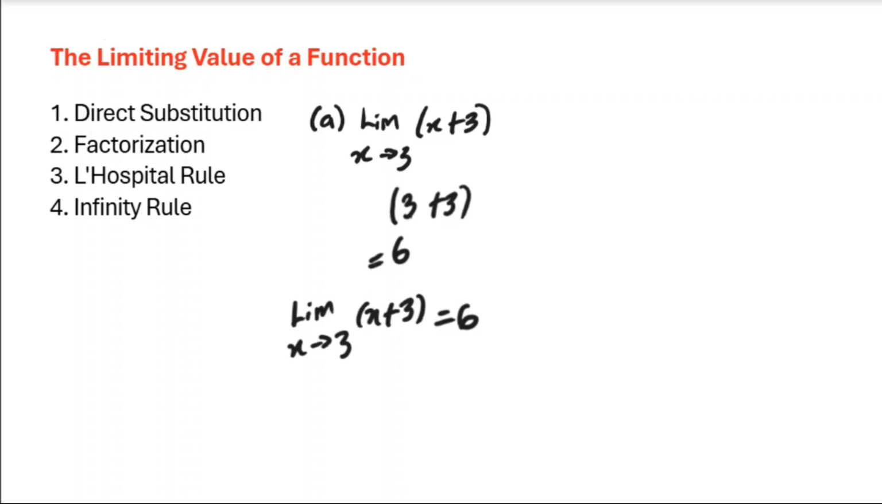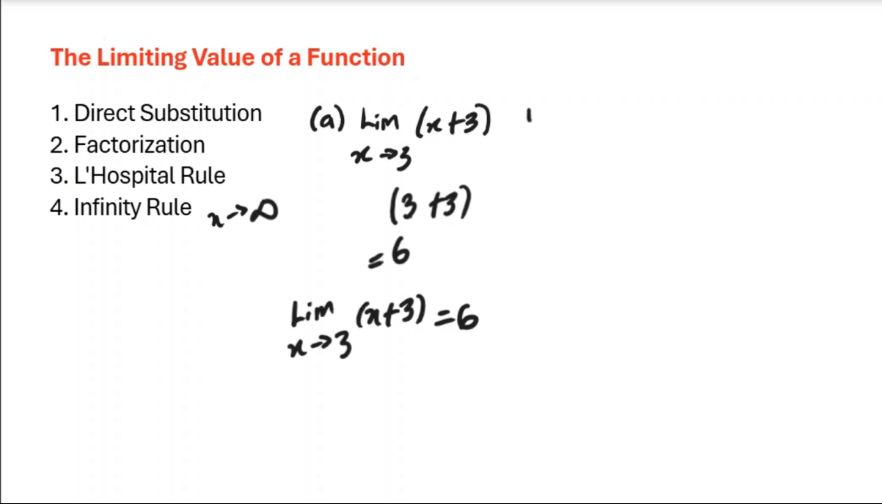So it means that for every question, when you're finding the limiting value of a function, you first start with direct substitution. If direct substitution fails, you go to factorization. If factorization fails, that is when you go to L'Hospital's rule. Then the infinity rule is for when your x is tending to infinity, which we are still going to get to. So let's take another example.